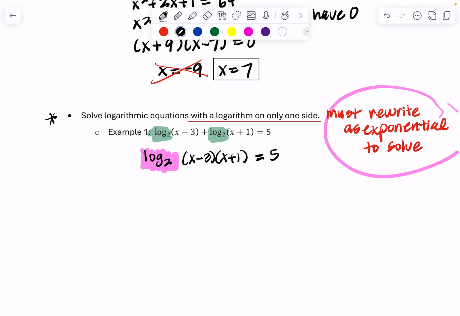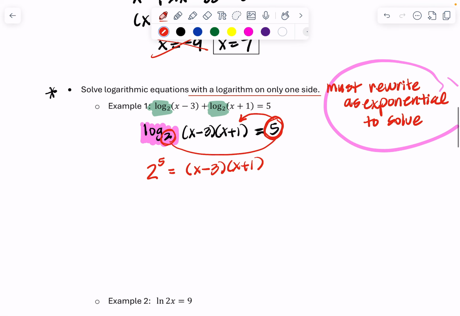So what is my strategy? I'm going to write it in exponential form. So it's always this base to this power equal to all of that. Some of you got that backwards. So 2 to the 5th equal to (x minus 3) times (x plus 1). Once you have it like that, you can just solve your regular equation. The hard part was just remembering how to set it up. 2 to the 5th, if you plug that in your calculator or just do the math, it is 32.